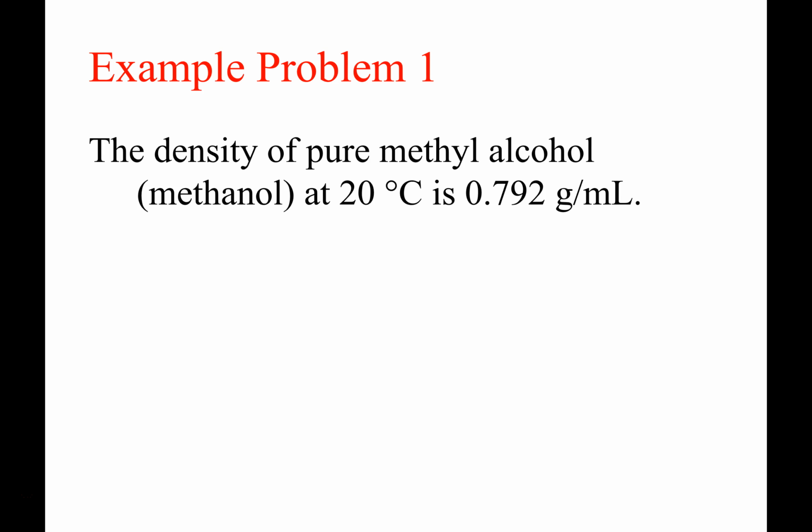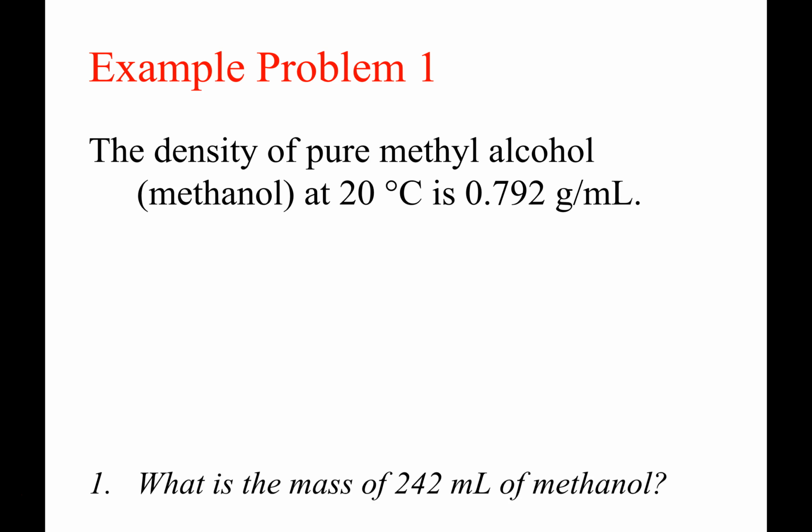So we're going to pick on methanol, and at 20 degrees Celsius, it has a density of 0.792 grams per milliliter. On the next slide, which I call unpacking, I'll show you that g/mL is not going to work for us as a property to work the problem. I'm going to unpack it as 0.792 grams over 1 milliliter. Okay, that's how I'm going to unpack it.